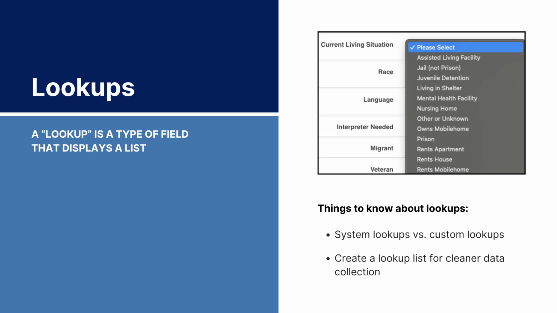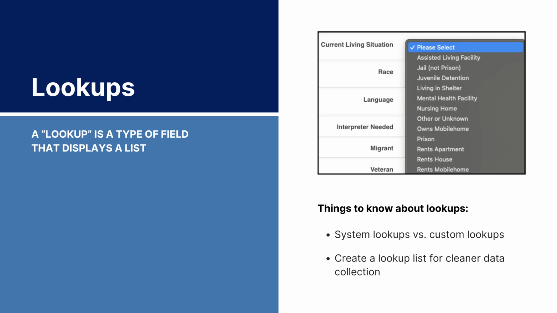Now, a lookup list is helpful because it can help you collect cleaner data. So just imagine if current living situation was a text box. You'd have your staff putting in a large variety of values for these different types of living situations.